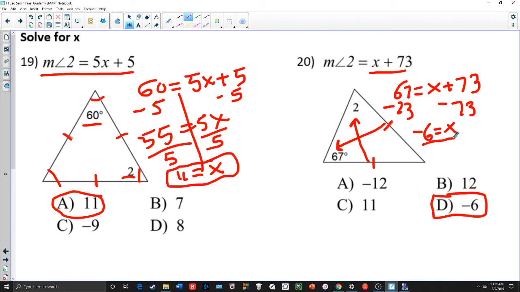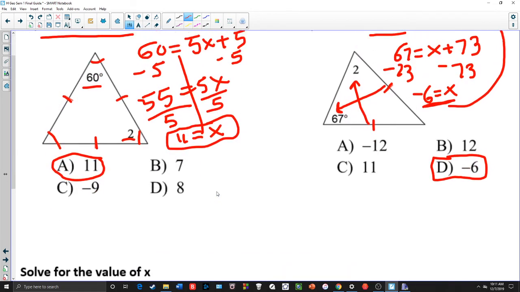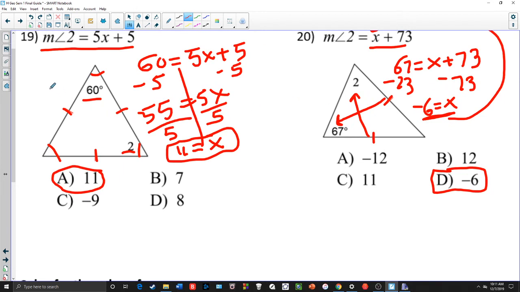The x is. But if I plug this x back in here, negative 6 plus 73 is going to give me 67. So this angle is still positive. The x is negative, but the angle itself is still positive when you plug the x back in. So it's okay for your x to be negative as long as your angles and sides are not negative. So that was special triangles there. Equilateral triangles, which this one's called, and isosceles triangles, what this one's called.